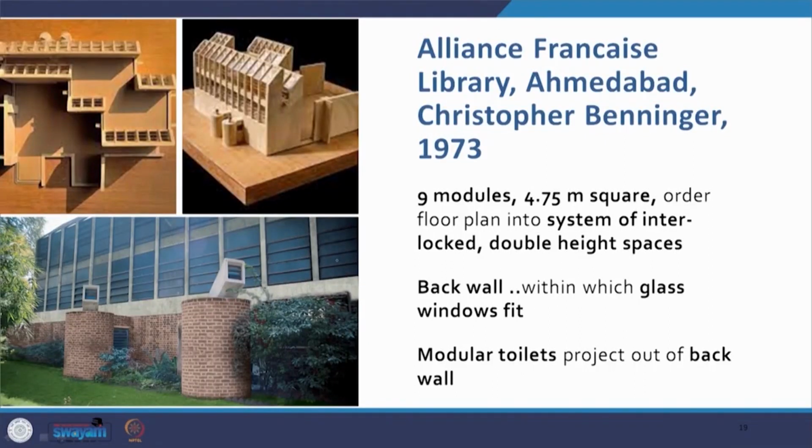So coming to the Orléans-Français Library in Ahmedabad by Christopher Benninger, this library essentially has 9 modules of 4.75 by 4.75 square, and this ordered floor plan is into a system of interlocked and double height spaces. As you see here, these are double height spaces if you see this in this model, and here also, and this rear wall, this back wall that you see here in the model, is completely glazed, and there are these modular toilets, as you see in this photograph, that are projecting out of the back wall.